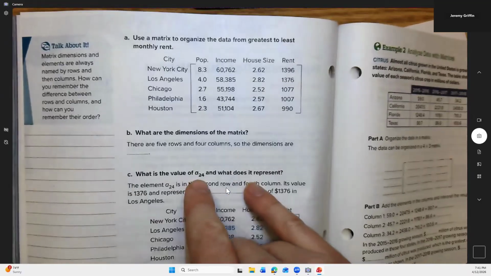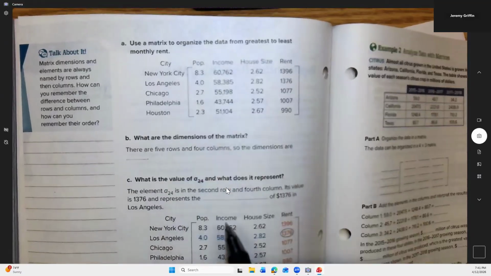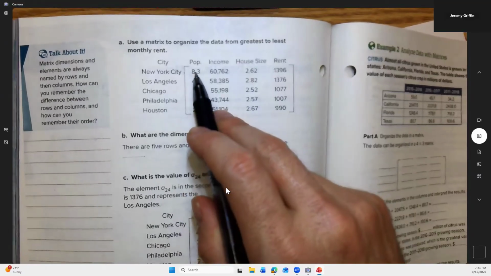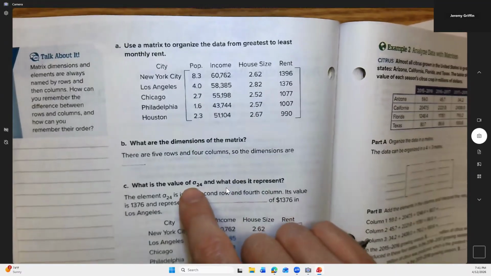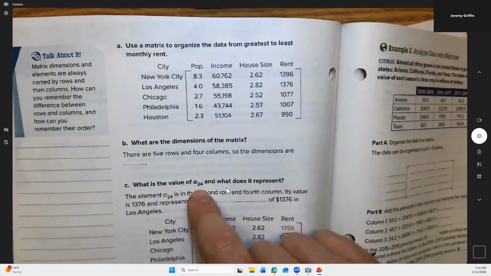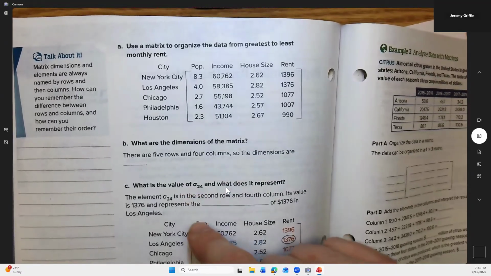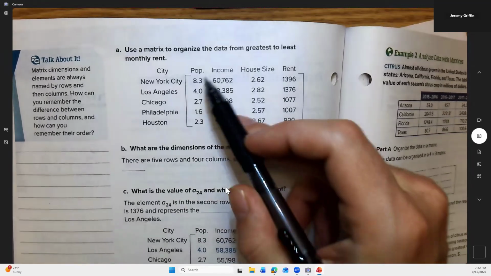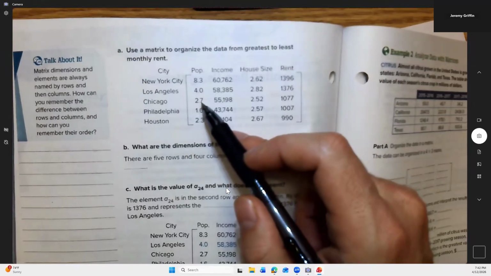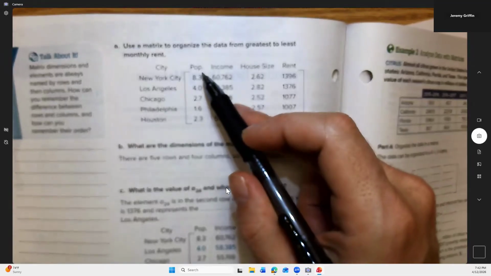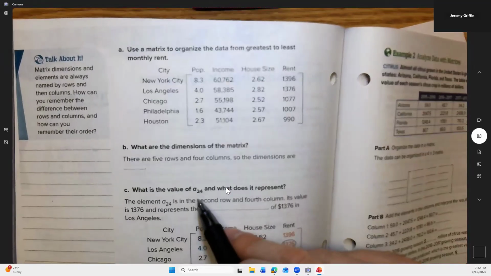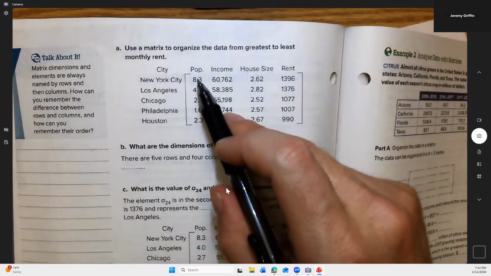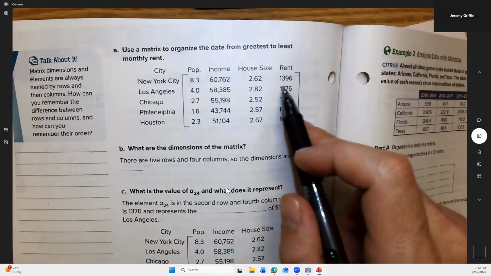What is A24, and what does that represent? We're going to start here. This would be A11. Whenever they say A, they're talking about some element. The subscript tells you how many rows down and how many columns over to go. So I'm going to go down 2 and over 4. Sorry, the second row and the fourth element. So 2, 4 would actually be right here.